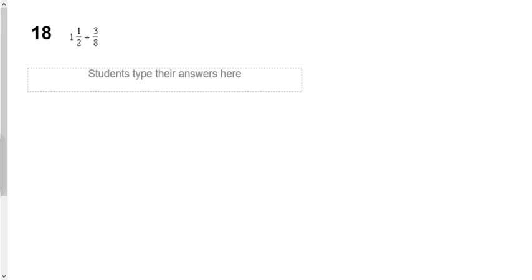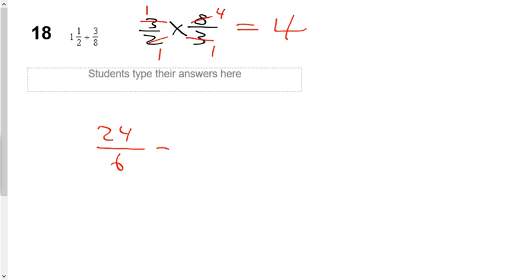Question 18. This time we have a mixed fraction involved in the process. We're simply going to swap it there. And here we have a great example of when cross reduction is beautiful. 3 over 3 will become 1 over 1. 8 over 2 will become 4 over 1. When you multiply it all out, you get 4. If you did not choose that course of action and didn't cross reduce, you will end up getting 24 over 6, which is still equal to 4, regardless of how you got the answer.